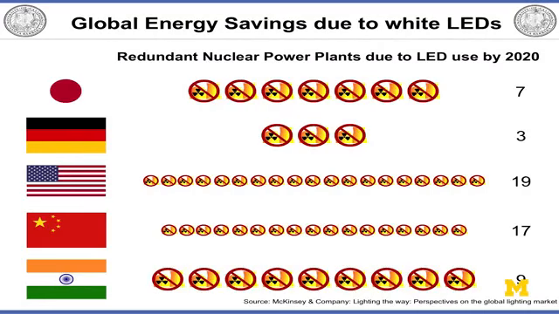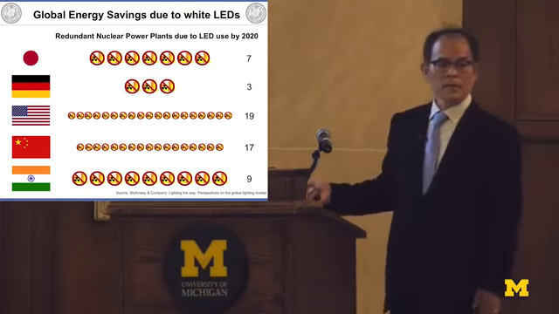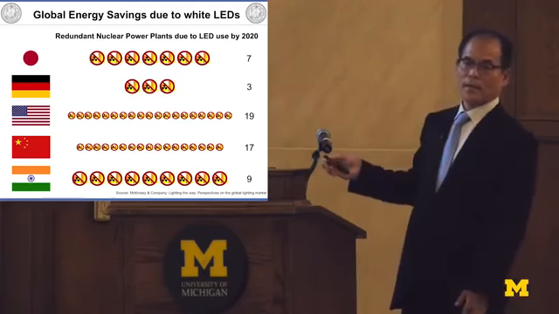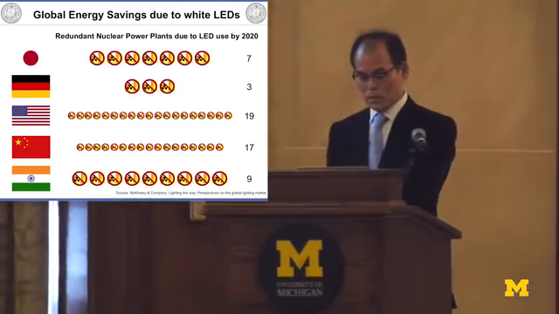And how can we save energy by using LEDs? This one, just by 2020. So in 4 or 5 years, we can save energy almost comparable to 19 nuclear power plants in the United States alone. In China, 17 nuclear power plants. So all over the world, we can save 60 nuclear power plants by using LEDs in 5 years. So it's a huge energy reduction.